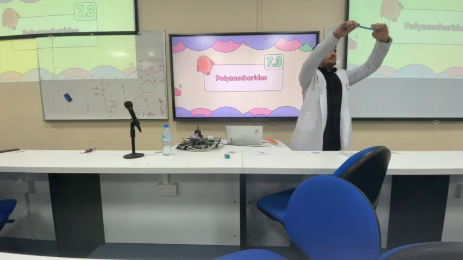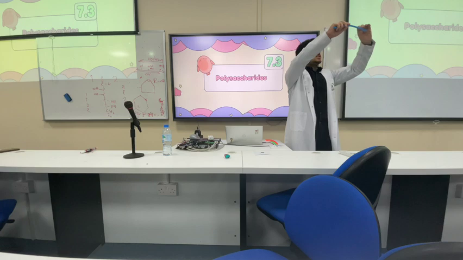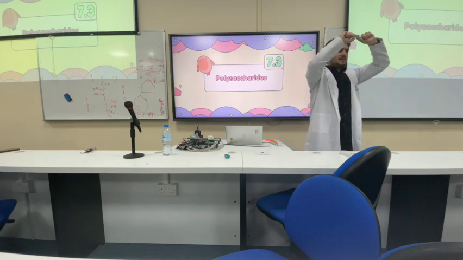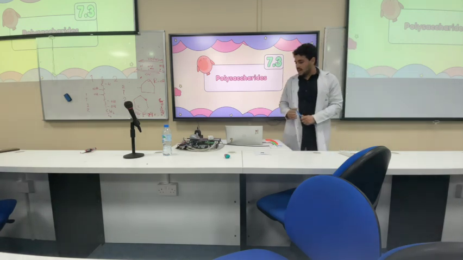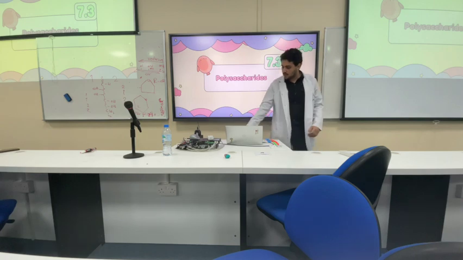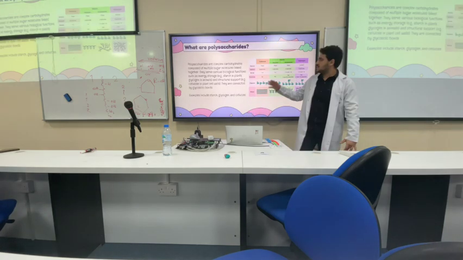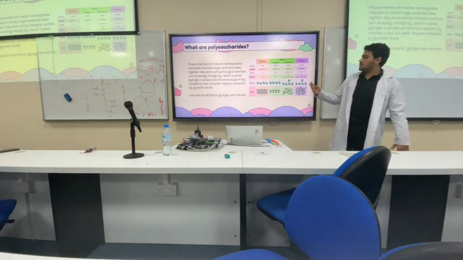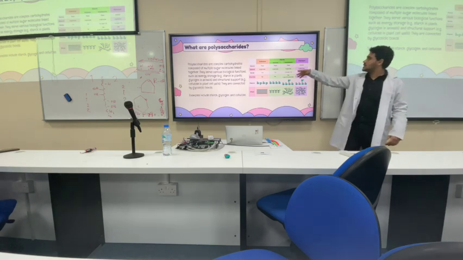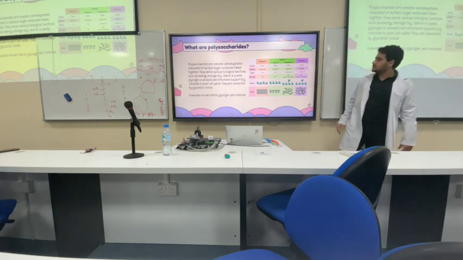That's like this chain. So for example, one piece of it is a monomer, and it's just multiple monomers. And this monomer is the monosaccharide. It could be glucose, galactose, and we'll look into the types of polysaccharide. And the main three that we'll be looking at are cellulose, starch, and glycogen.